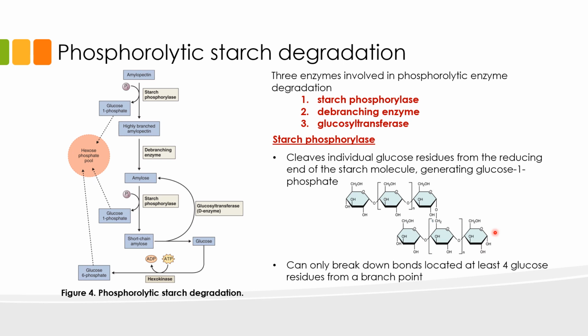What starch phosphorylase does is cut individual glucose residues from the non-reducing end of the starch molecule to generate glucose 1-phosphate. Starch phosphorylase can only break down bonds located at least 4 glucose residues from a branch point. In this example, our branch point is right here. So we have to move 4 glucose molecules up. 1, 2, 3, and 4. So imagine another glucose molecule here. That imaginary glucose molecule is where starch phosphorylase should stop cutting, because it can only break down bonds located 4 glucose units from a branch point.